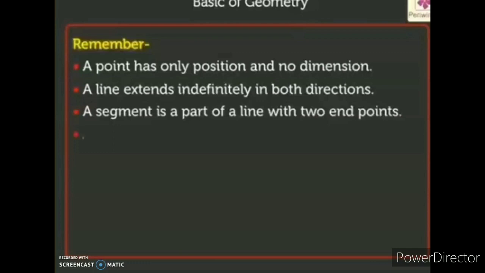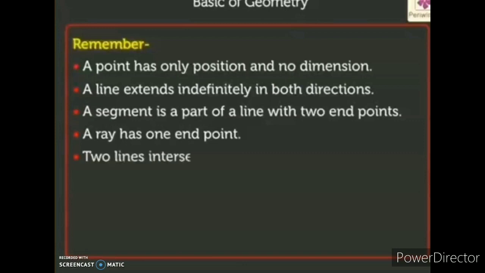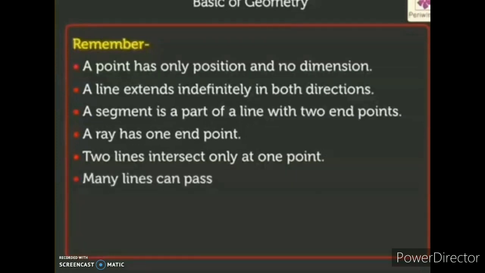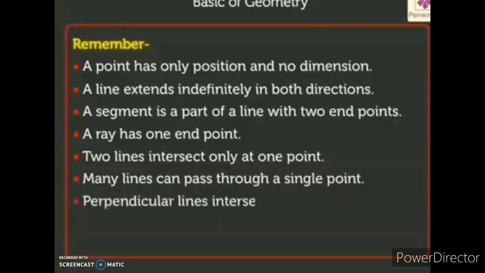We read. Then a ray. A ray has one endpoint. We all know a ray has one endpoint. So two lines can intersect only at one point. But many lines can pass through a single point.